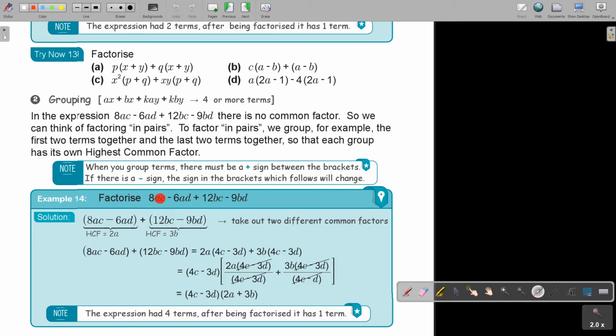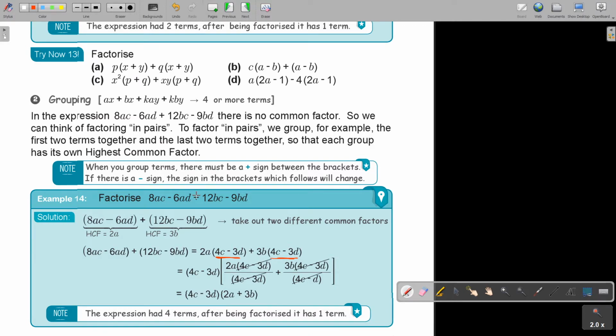4 terms. So you take a common factor out of the first 2 terms, and then another common factor out of the other 2 terms. In the first 2 terms, I'm taking out 2a. So if I divide 2a, I get 4c. If I divide, I get 3d. Plus, now I take a different common factor, 3b. If I divide, I get 4c, and if I divide that one, I get the next term. So I take 2 different common factors out. And then, if I'm correct, my brackets will be the same.